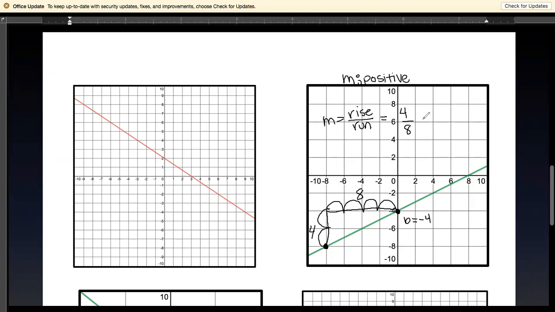But this reduces. And how, you might ask yourself, do you know that it reduces? Well, 4 and 8 are both even numbers. That's how I think of it in my head. They're both divisible by 2. Well, actually, 4 and 8 are both divisible by 4, right? 4 goes into 4 and 4 goes into 8. So since they're both divisible by 4, 4 divided by 4 is 1. 8 divided by 4 is 2. So my fraction reduces into 1/2.